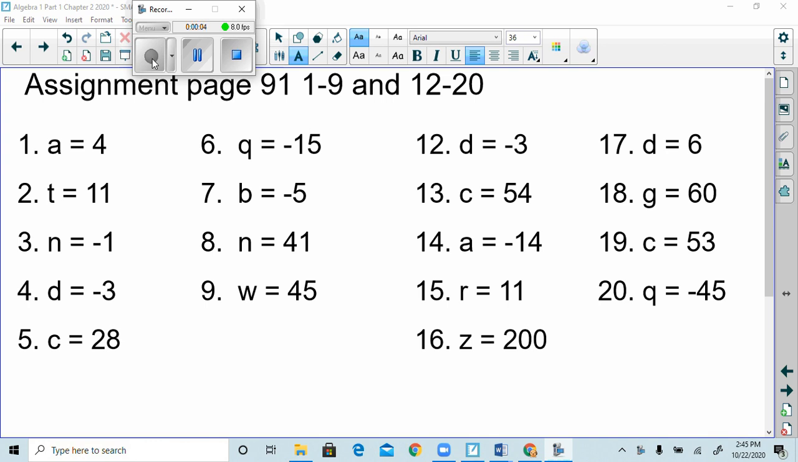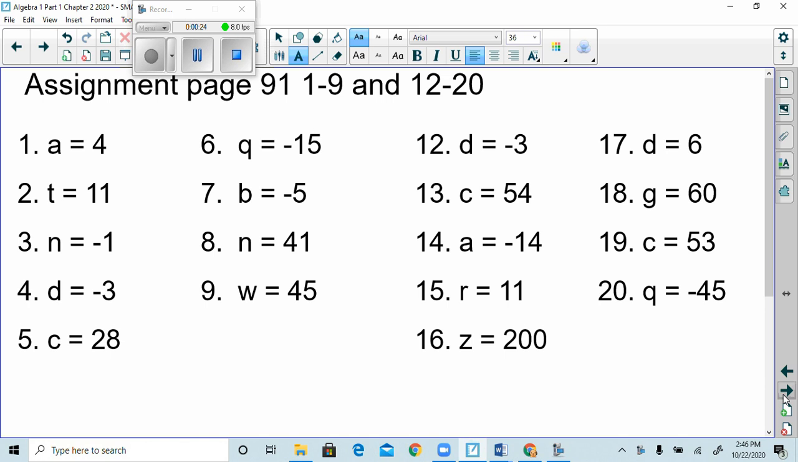I'm starting off today's video with the answers to last night's assessment. Again, you were using one inverse operation, either using the addition property of equality or subtraction property of equality in order to isolate the variable. So here are your answers. Check to see how you did.